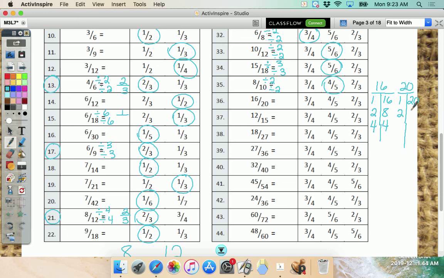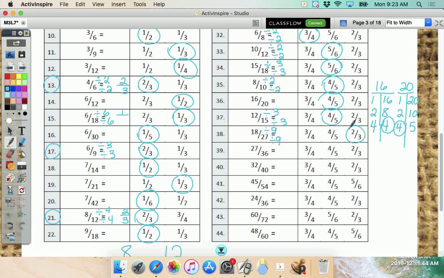1 times 20, 2 times 10. 3 times? No. 4 times 5. Okay, what's the largest number they share? 4. What's my answer? 4/5. Okay, let's try and do the rest of these in our head. What's the highest number 12 and 15 share? 3. So it's going to be... okay. What's the highest number 18 and 27 share? Good try. 9. Everybody write it. 18 divided by 9?